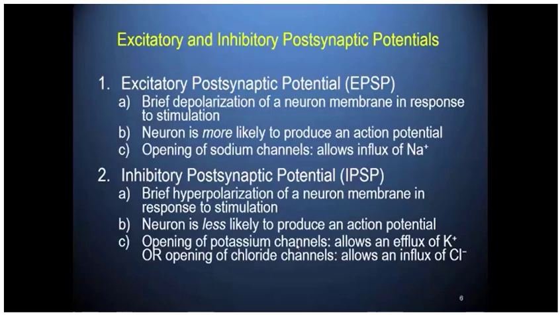The other thing that can happen is that the chloride channels can open. And if you go back to the previous lecture talking about resting membrane potential, there are more chloride ions outside the cell. Therefore, when those channels open, they're going to come rushing in. That creates a more negative environment inside the postsynaptic neuron, meaning that there is less likely to be an action potential.